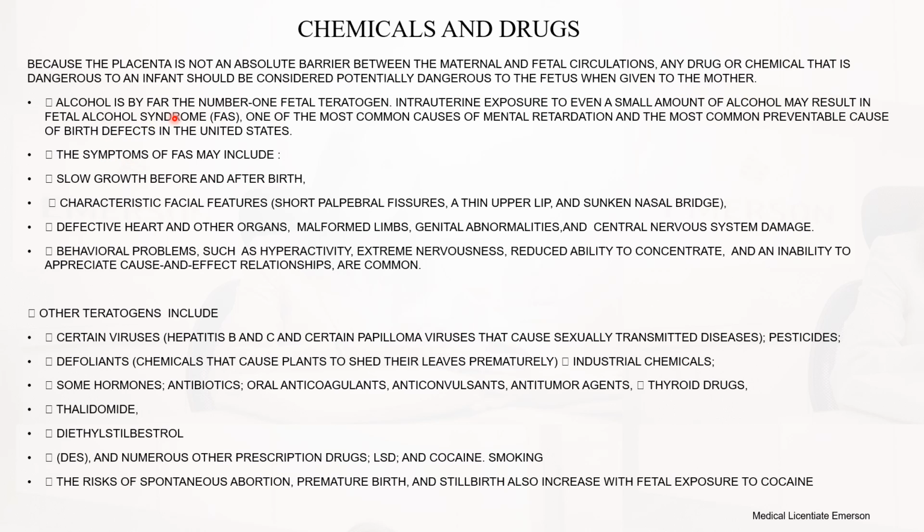So alcohol is by far the number one fetal teratogen. Then intrauterine exposure to even a small amount of alcohol may result in fetal alcohol syndrome. Okay, one of the most common causes of mental retardation and the most common preventable cause of birth defects in the United States. Then the symptoms of FAS, fetal alcohol syndrome, may include slow growth before and after birth, characteristic facial features such as short palpebral fissures, a thin upper lip, and a sunken nasal bridge. Then you can also have a defective heart and other organs. Then you can have malformed limbs, genital abnormalities, and a damaged central nervous system.